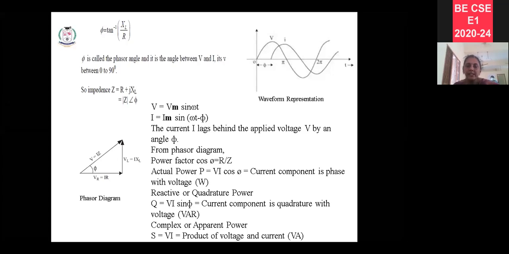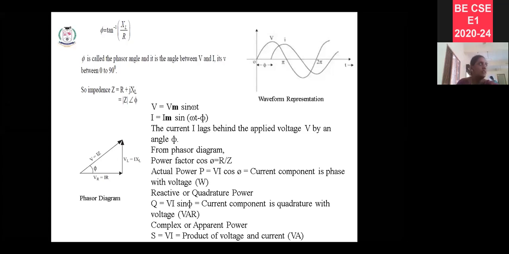Clear? The second one is the reactive power. We also call reactive power the quadrature power, because it is at 90 degrees with respect to the current. The unit for this is volt ampere reactive. Anyway, I'll be telling all this for the RC circuit also. It will be a revision for you.